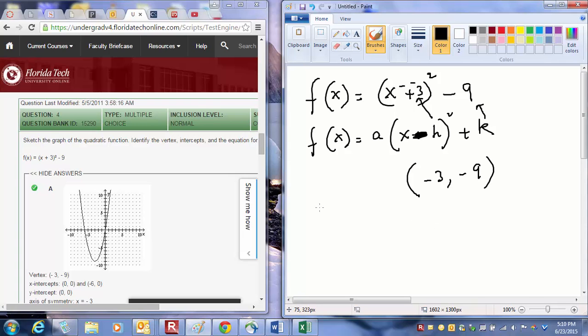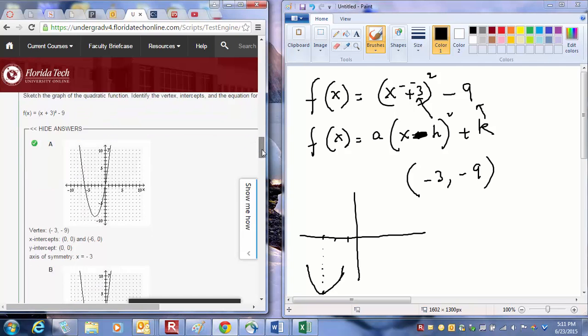And so if you want to plot this graph, then you have 1, 2, 3, and then down negative 9. And therefore, as you see, this one has moved to the left 1, 2, 3, and down 9, and that would be the final answer.